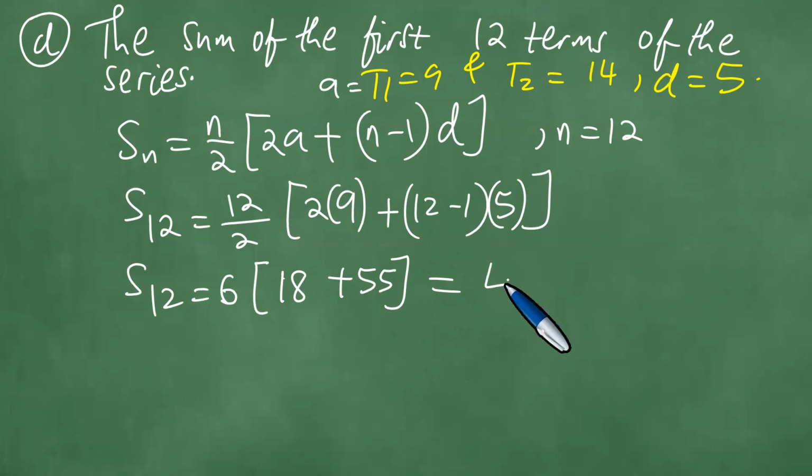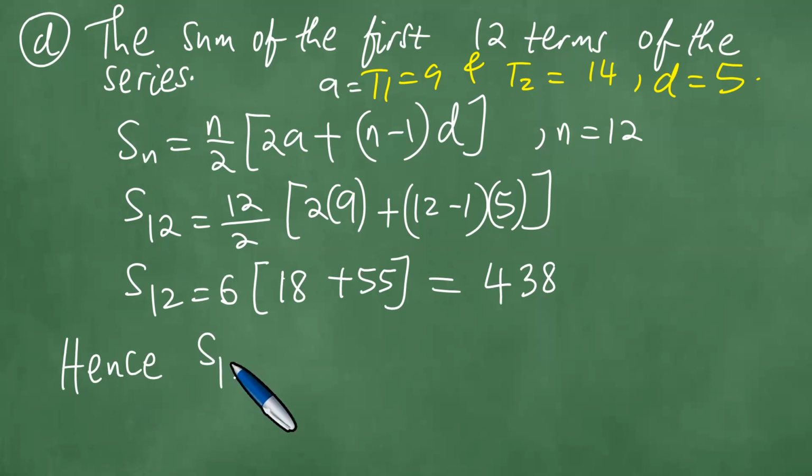Have you got 438? Yes, sir. Okay, good. I trust you that it is the correct answer. So the question was the sum, because if you are dealing with an arithmetic sequence and series, this is the sum formula. And we've already got that the sum is this. Hence, the sum of the first 12 terms is 438.